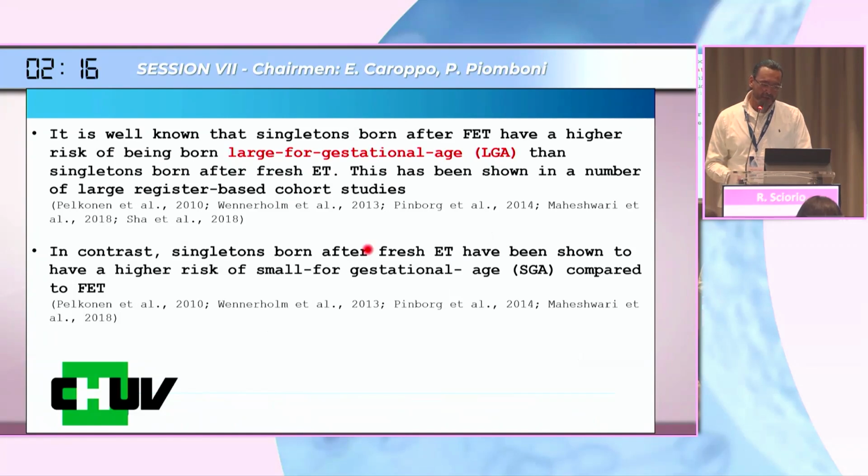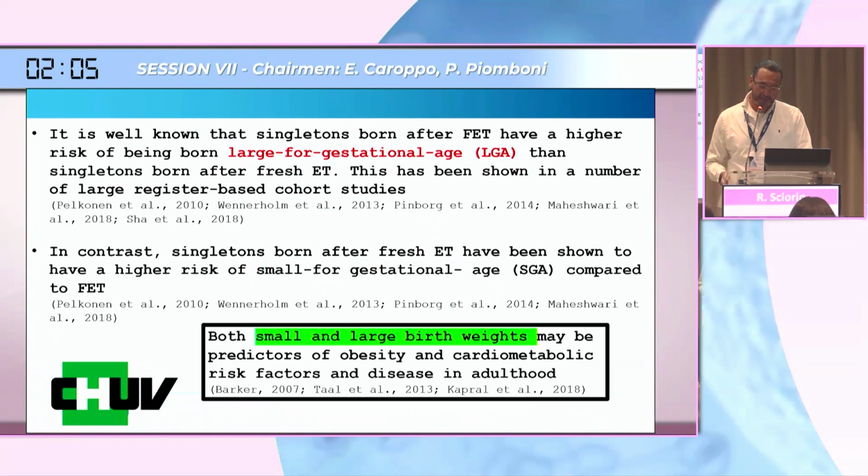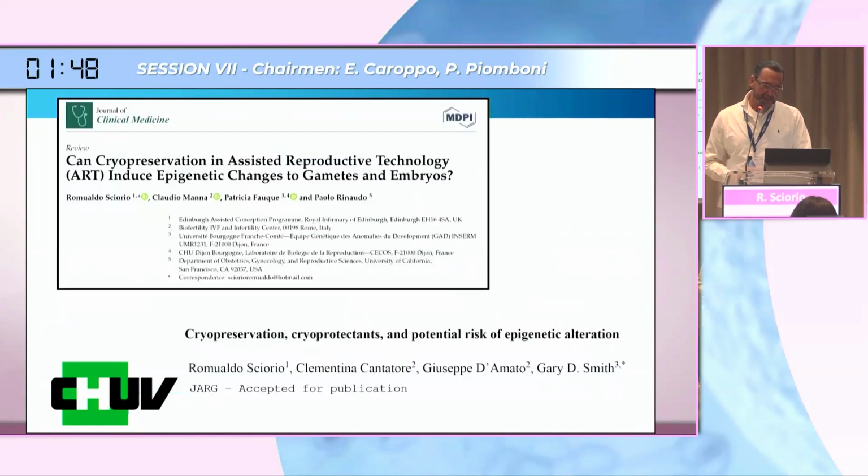Of course, it's already well known that babies born from frozen embryo transfer are large for gestational age, and on the other side, babies born from fresh embryo transfer have a risk of being small for gestational age. And we know that large or small weight can be associated with cardiometabolic risk factors in the future. And again, the weight can be associated with alteration in placental formation. So it's something that we need to take into consideration. These are a couple of papers that have been published from our group, and this one is just accepted for publication in JARC, for your reference.